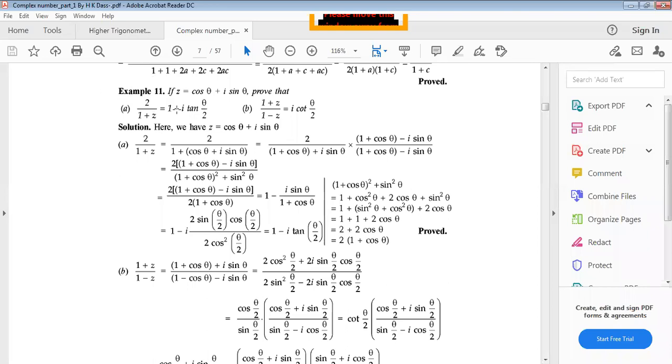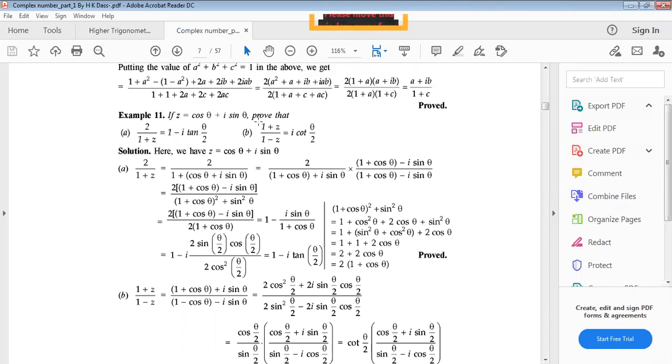Okay, from this example, if z equals cos theta plus i sin theta, prove that first (a) 2 divided by 1 plus z equals 1 minus i tan theta by 2. Then in (b), (1 plus z) divided by (1 minus z) equals i cot theta by 2. First, here we are given z equals cos theta plus i sin theta. This is the given condition.